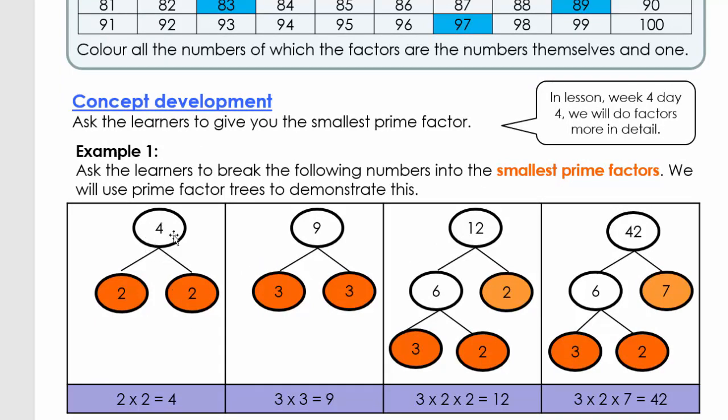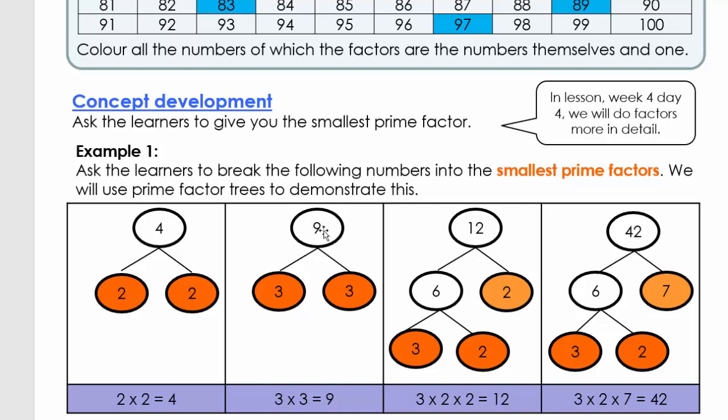4 is not a prime number because it can be divided by 4, by 2 and by 1, and not only by itself or 1. So when we break it down, we say 2 times 2 equals 4, and we know 2 is a prime number, so here it's already broken down into its prime factors.